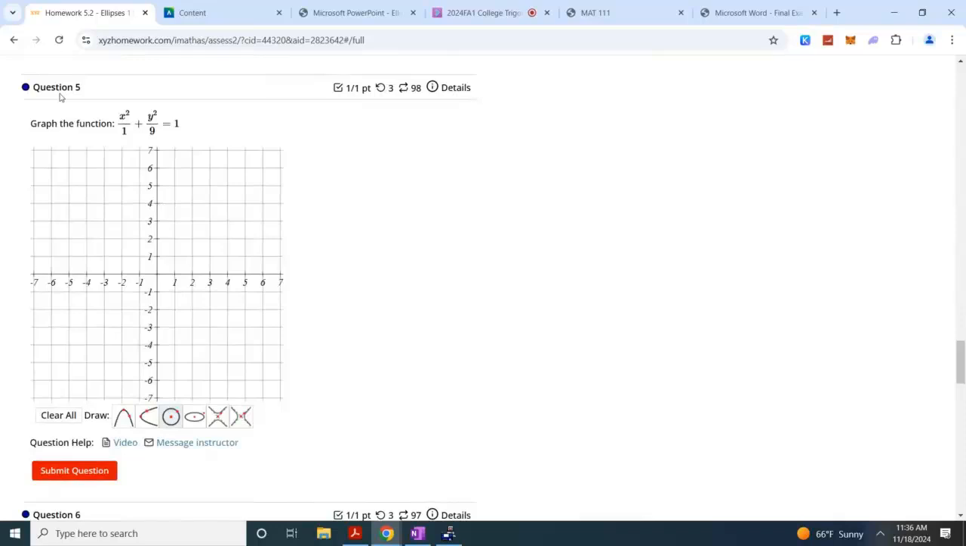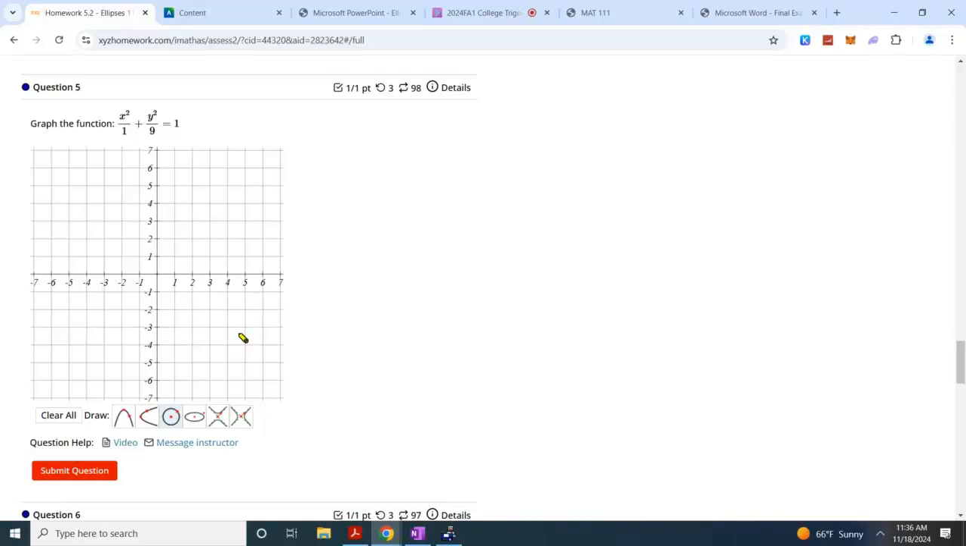For problem number 5, same deal. x squared divided by 1 plus y squared over 9 is equal to 1, and we're asked to graph. So the first thing I'm going to do is look at my denominators and determine which is the largest denominator. In my particular problem number 5, the largest denominator is 9, which is underneath the y variable. So we can liken that to the y-axis. So this particular problem has a vertical major axis.